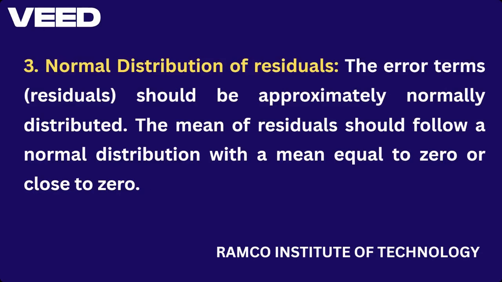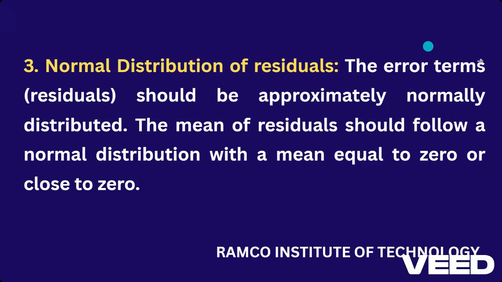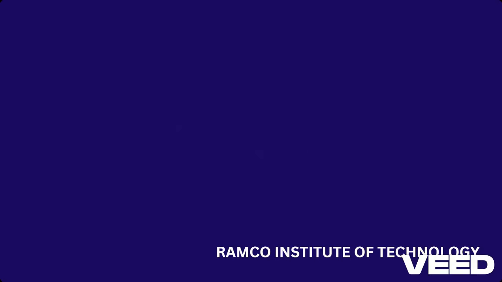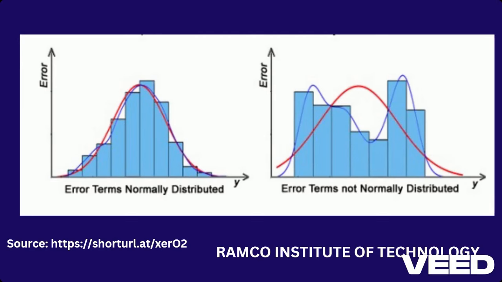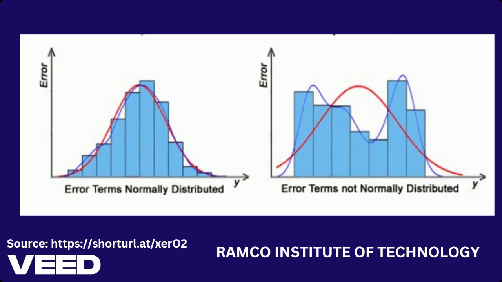Next is normal distribution of residuals. So the error terms should be approximately normally distributed. So the residuals should follow a normal distribution with a mean equal to 0 or close to 0. So here the graph for normally distributed error terms is given, and then the graph for error terms not normally distributed is given. So this normal distribution check is done to see whether the selected line is actually the line of best fit or not. If the error terms are not normally distributed, this suggests that there are a few unusual data points.